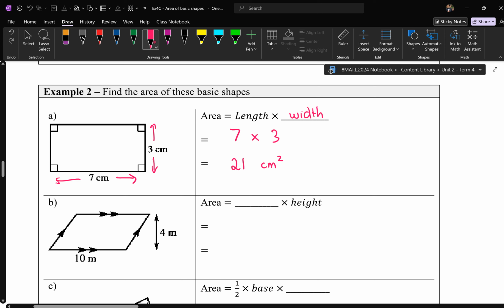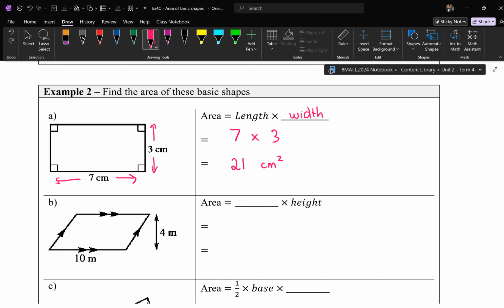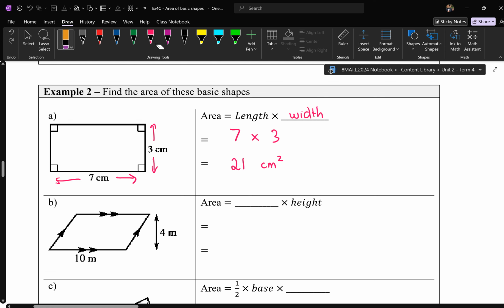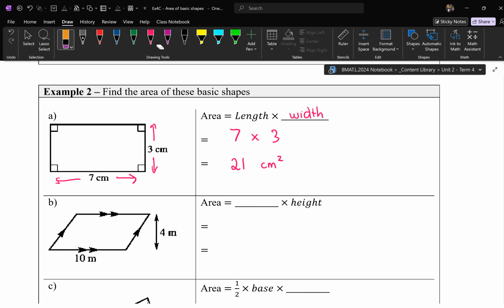That's the proper way of saying it. Don't say centimeter squared. That doesn't make sense. It's squared centimeters. Okay. And then same thing with this one. What shape is this? Hopefully you can identify. There are 2 pairs of parallel lines. It is a parallelogram. Okay.